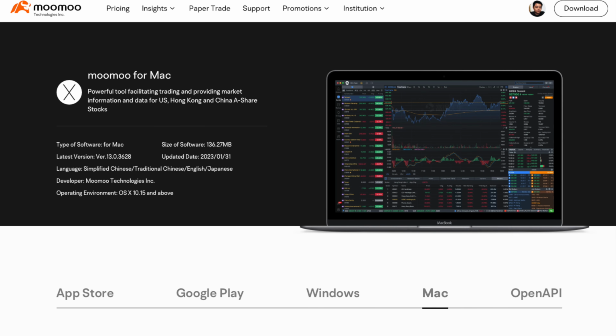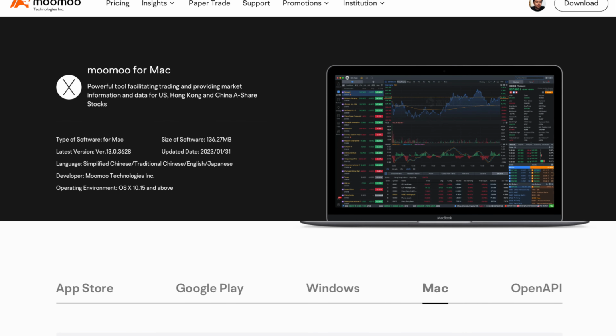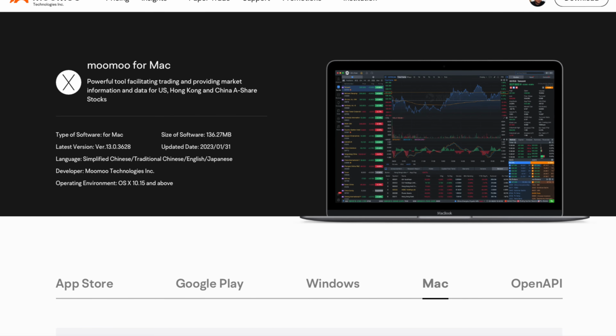Anyways, this tutorial is recorded on a Mac OS computer, so there will be a tiny bit of difference compared to the Windows version, but it should be 99% the same thing.